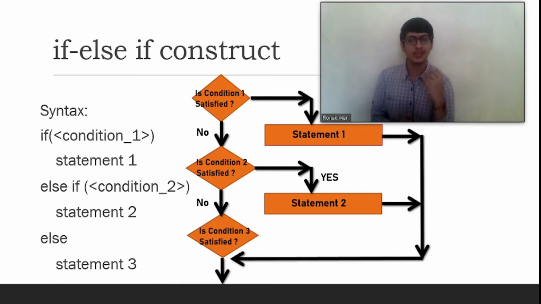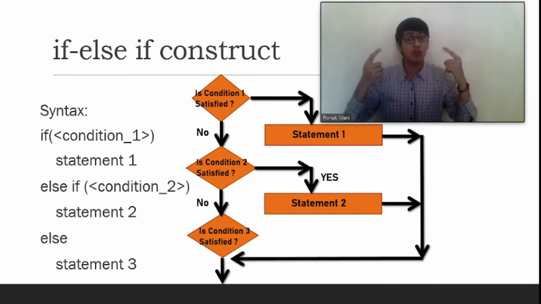Now you might be tempted to ask that we could have used the if-only construct also. Then why did we use the if-else-if construct? So that depends on the problem. Mainly, the difference is that in case of the if-only construct, there are multiple if conditions, but there is no else block. Whereas in case of the if-else-if construct, by using else if, you are defining multiple if conditions, but an else block is also included. So this is a major difference between the if-only construct and the if-else-if construct.